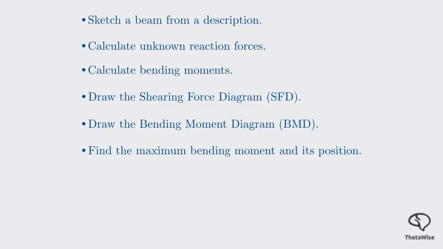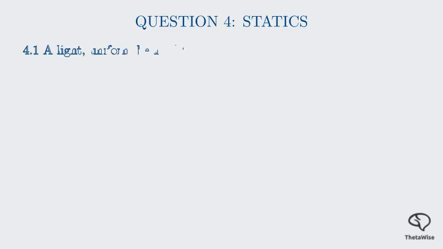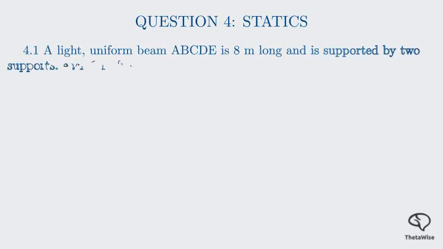We'll work through a comprehensive example step by step, ensuring you have a solid foundation in these concepts. Let's get started. We'll begin with the problem statement. This is question 4, statics, from the Math Zone African Motives paper. The question asks us to analyze a light uniform beam of 8 meters in length, called ABCDE.